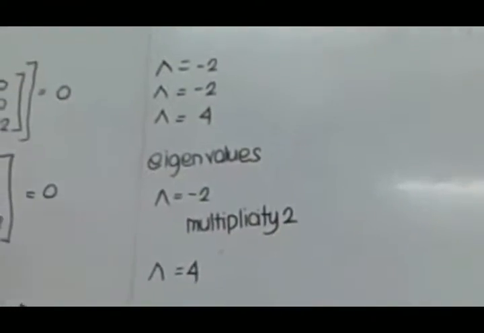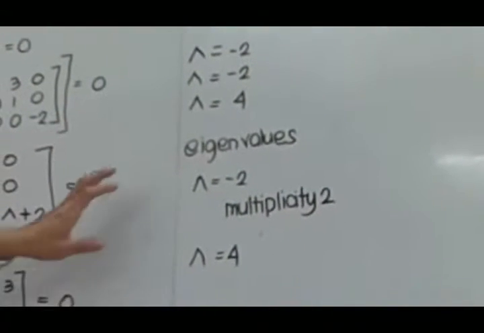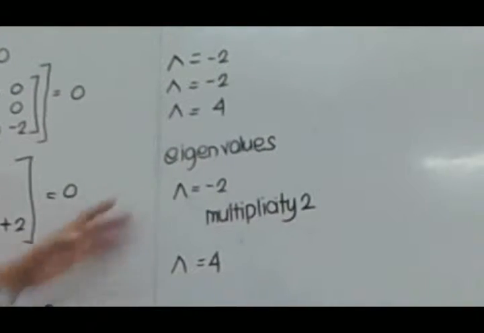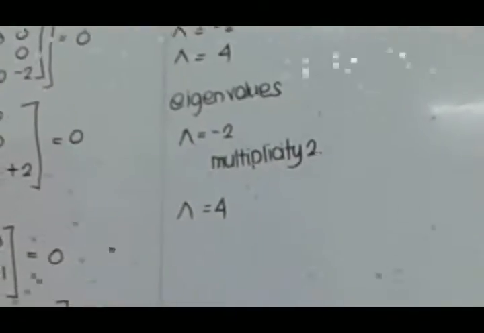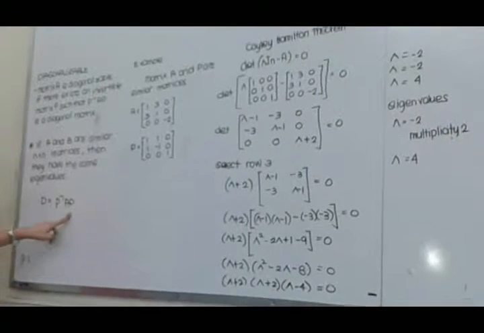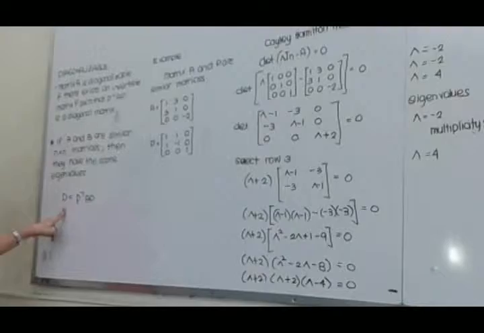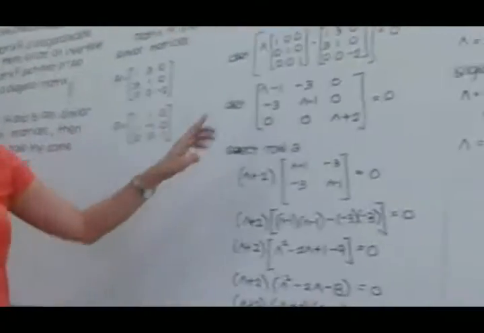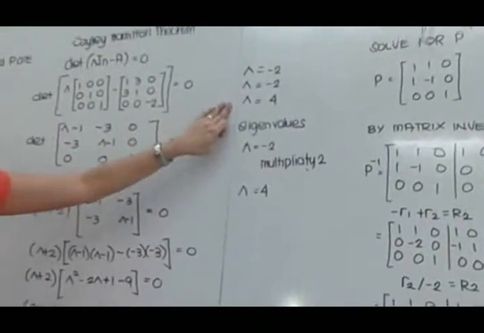Let us now solve for our eigenvalues, or the lambdas. We have negative 2 and 4. So your eigenvalues are negative 2, which has a multiplicity of 2, and 4. Get the inverse matrix of P and multiply it by AP to get our diagonal matrix, which would correspond to the eigenvalues of our matrix A. We have solved for the eigenvalues of A to be negative 2, negative 2, and 4.